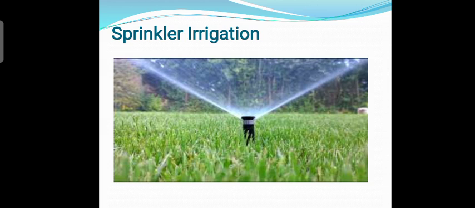The third method of irrigation is sprinkler irrigation. In this method, water is pumped through perpendicular pipes with rotating nozzles. The water flows through the main pipe and is sprayed from the rotating nozzles. This method is suitable for most crops, but much water is wasted in the process.